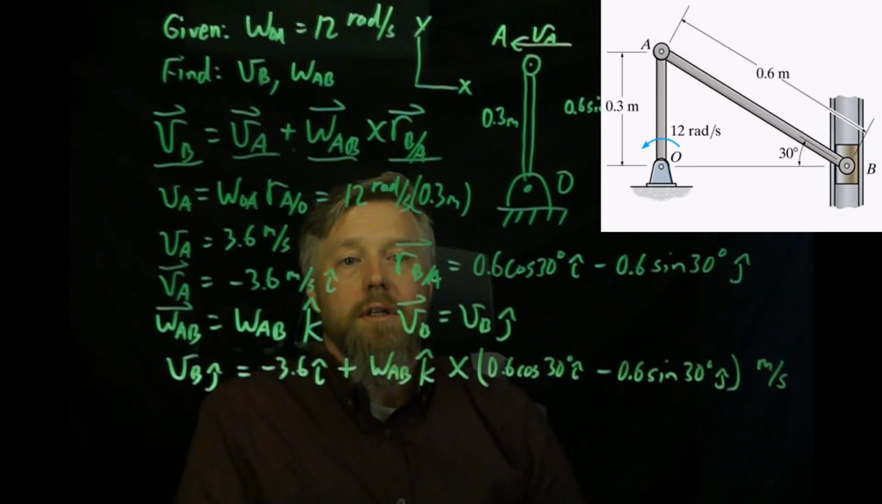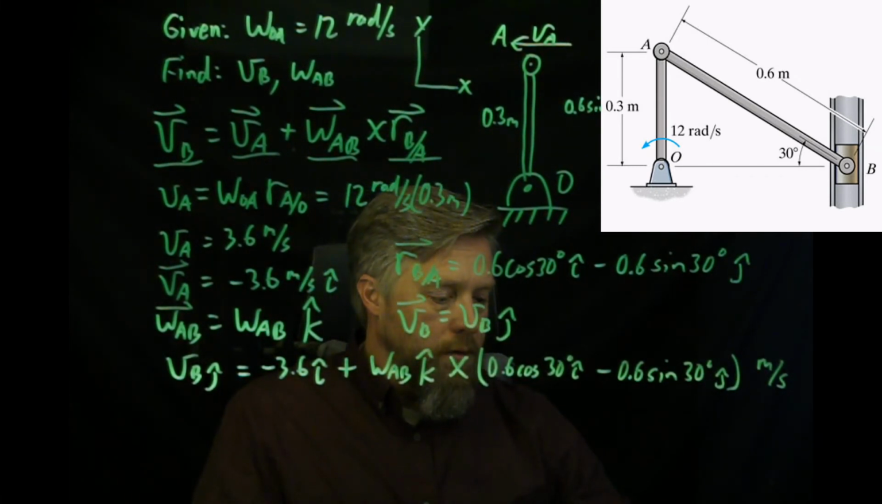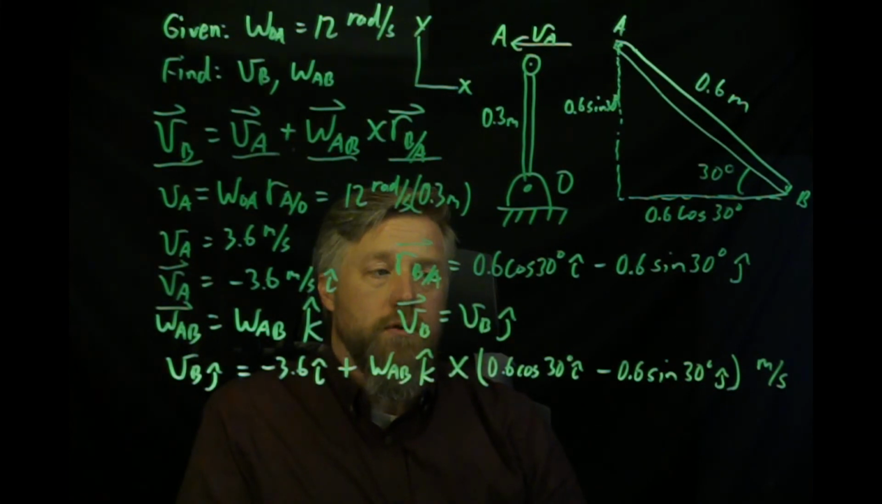OK, now we just need to perform the cross product. Many of you probably have experience doing the cross product as a pseudo-determinant, and that's a great way to do it, and that'll work great in this problem. However, there is a shortcut that you can use as well.